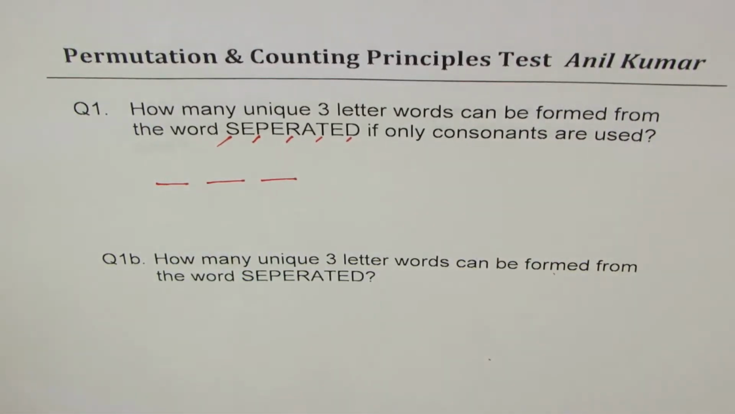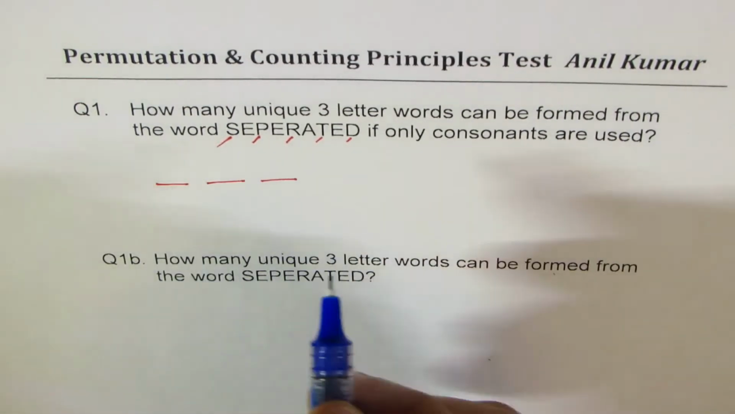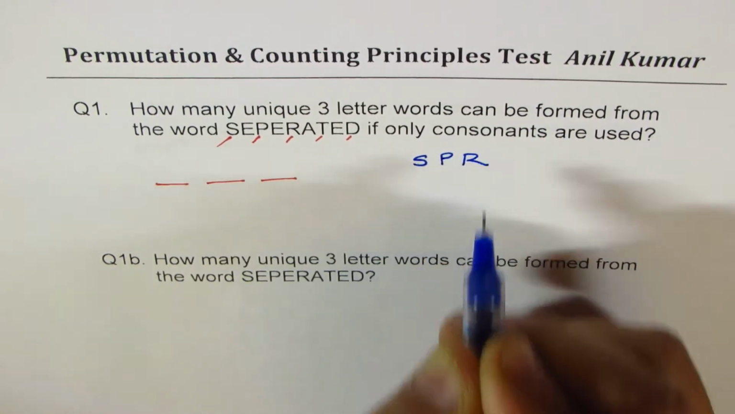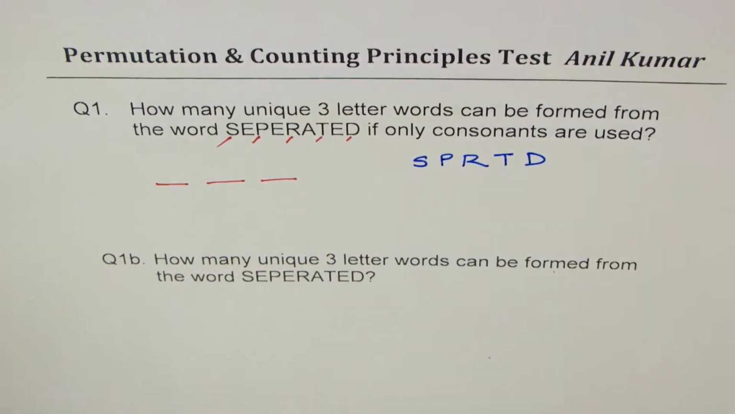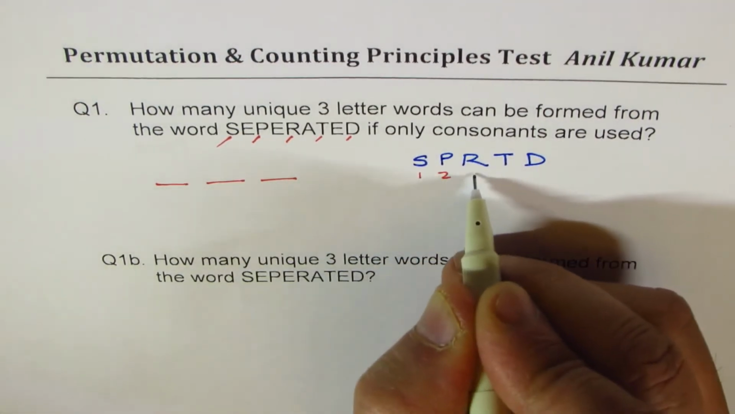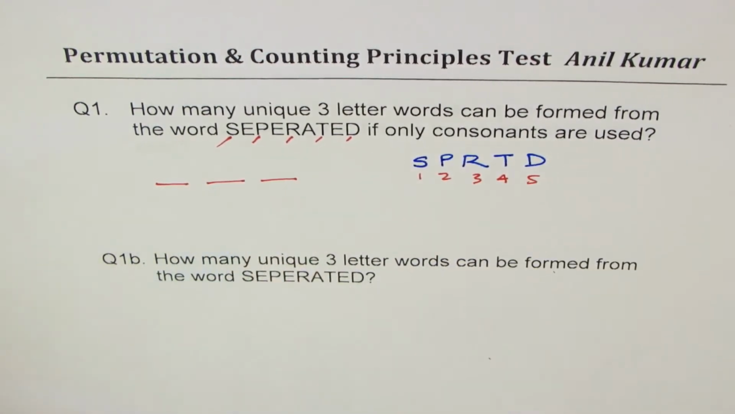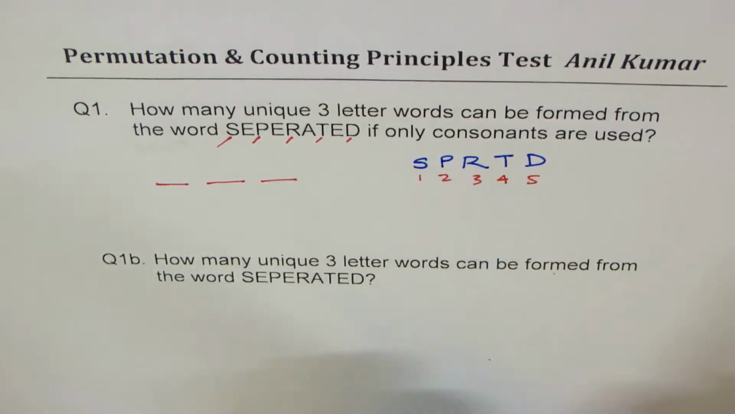So let us list these letters from the word separated. So these are S, P, R, T, and D. So we have how many of these? So we have 5 of these, right? So we have 1, 2, 3, 4, 5. We want to make 3-letter words. You can see all of them are distinct, no repetitions here.